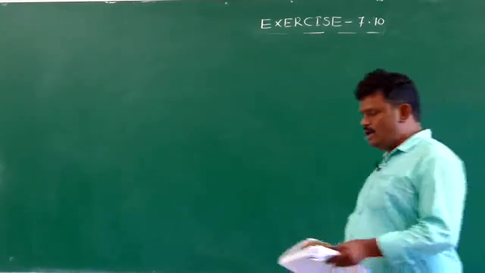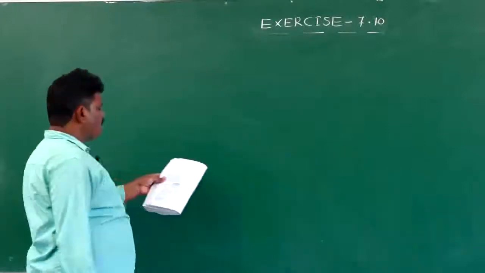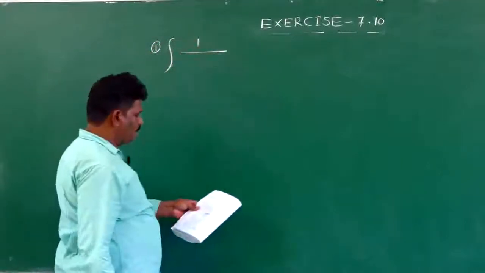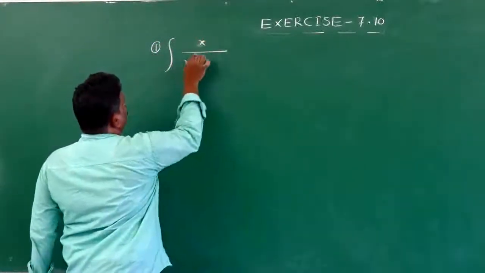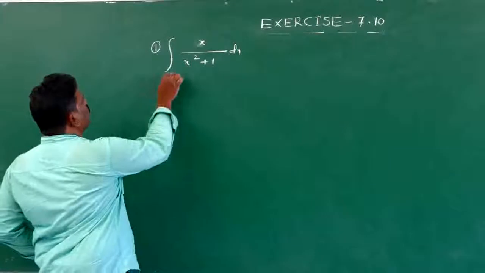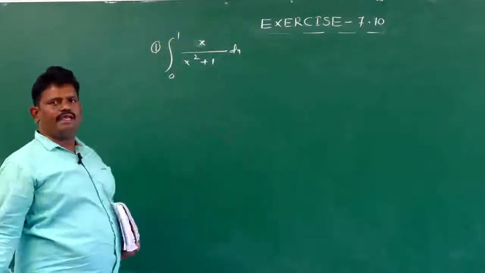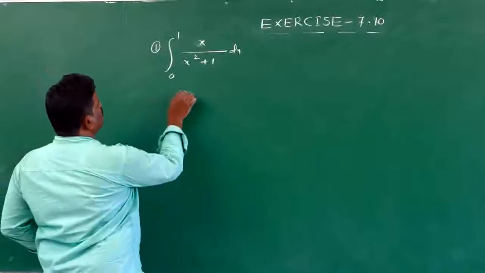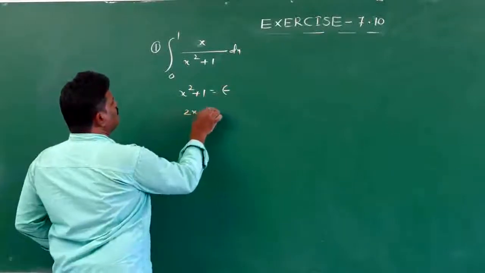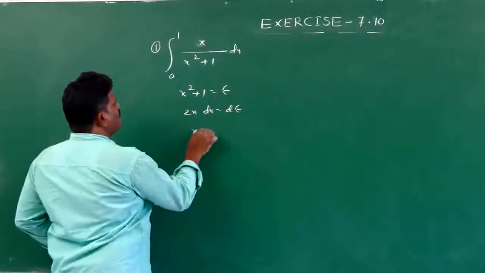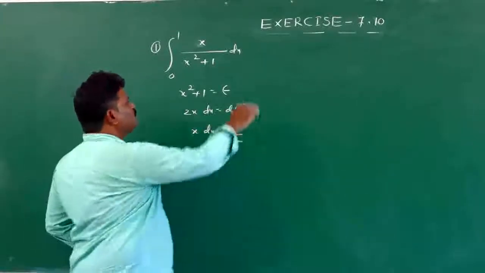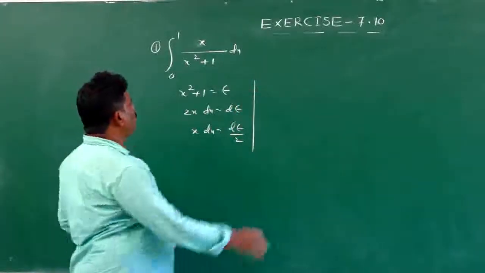Okay? Right, Sima. So exercise 7.10: evaluate the integrals in the following. The first question is the integral of x by x square plus 1 dx, with limits 0 to 1. Here we apply the substitution method, so let x square plus 1 equal t. Now, the derivative of x square is 2x, so 2x dx is equal to dt. So x dx is equal to dt by 2.